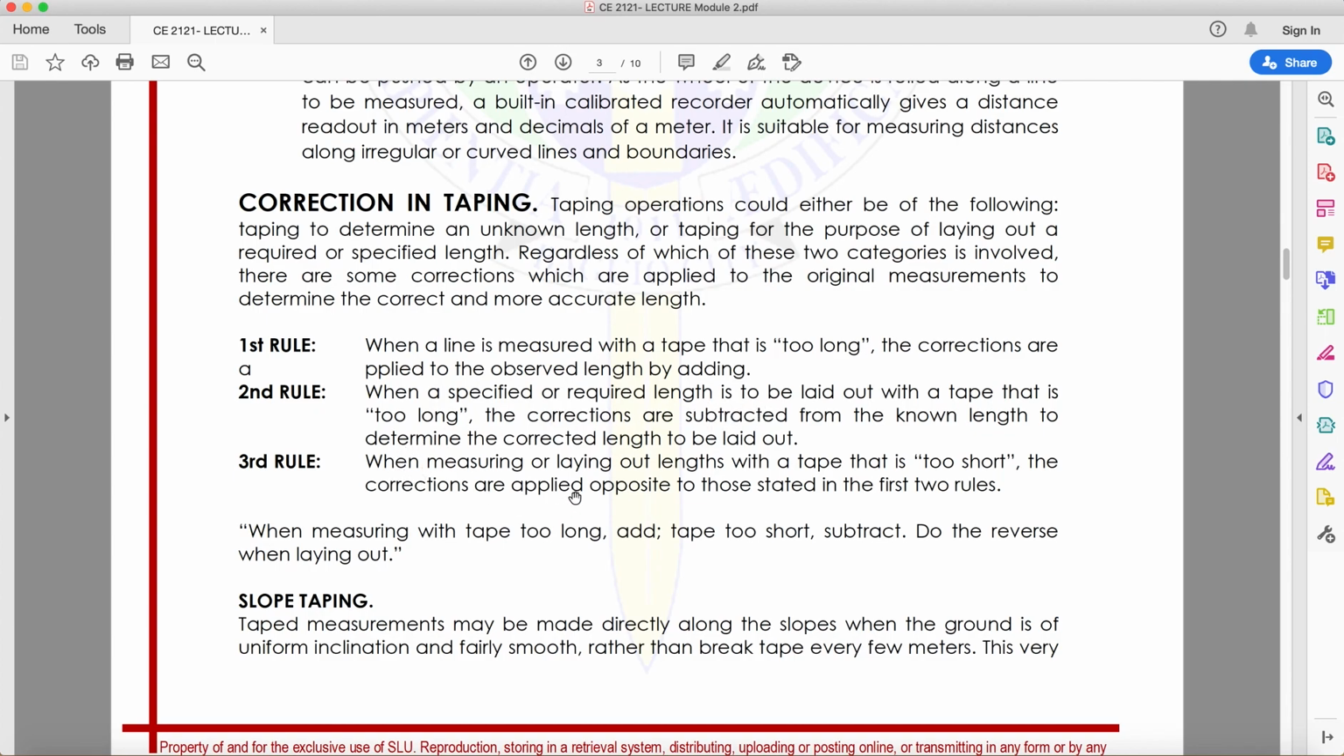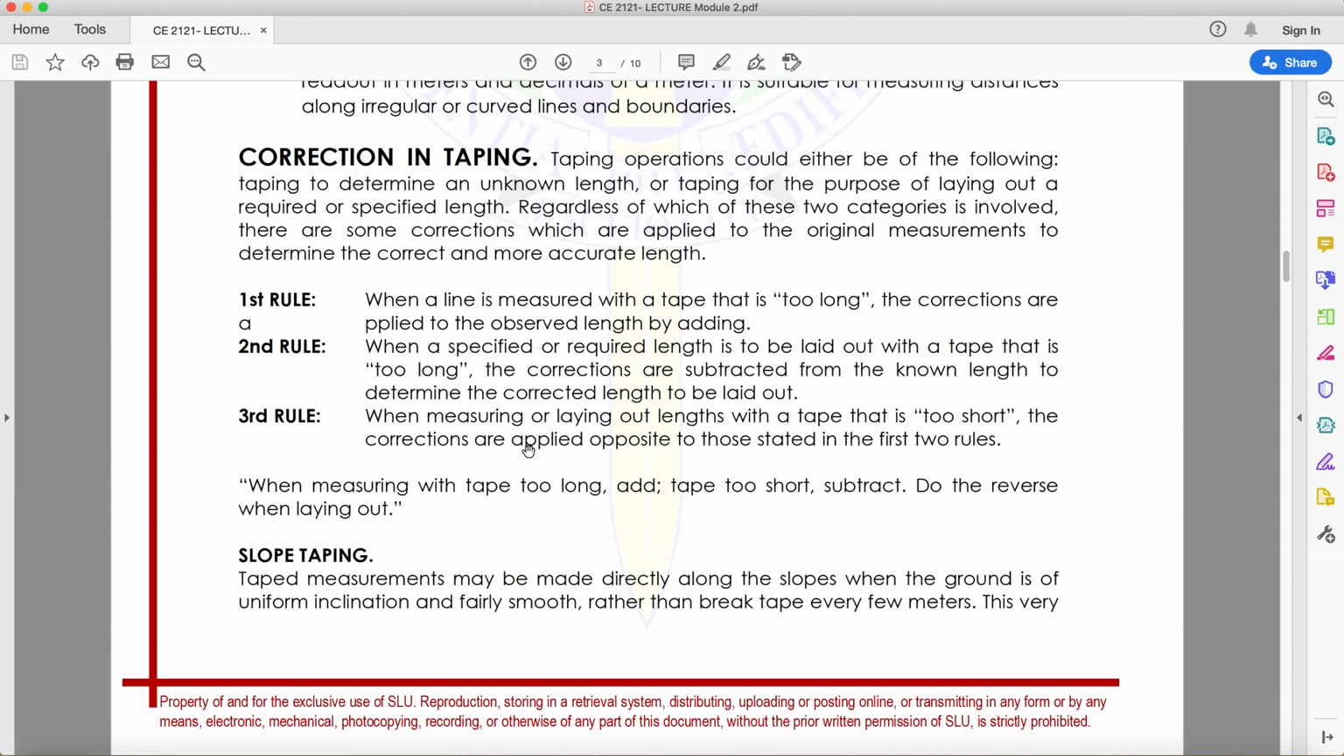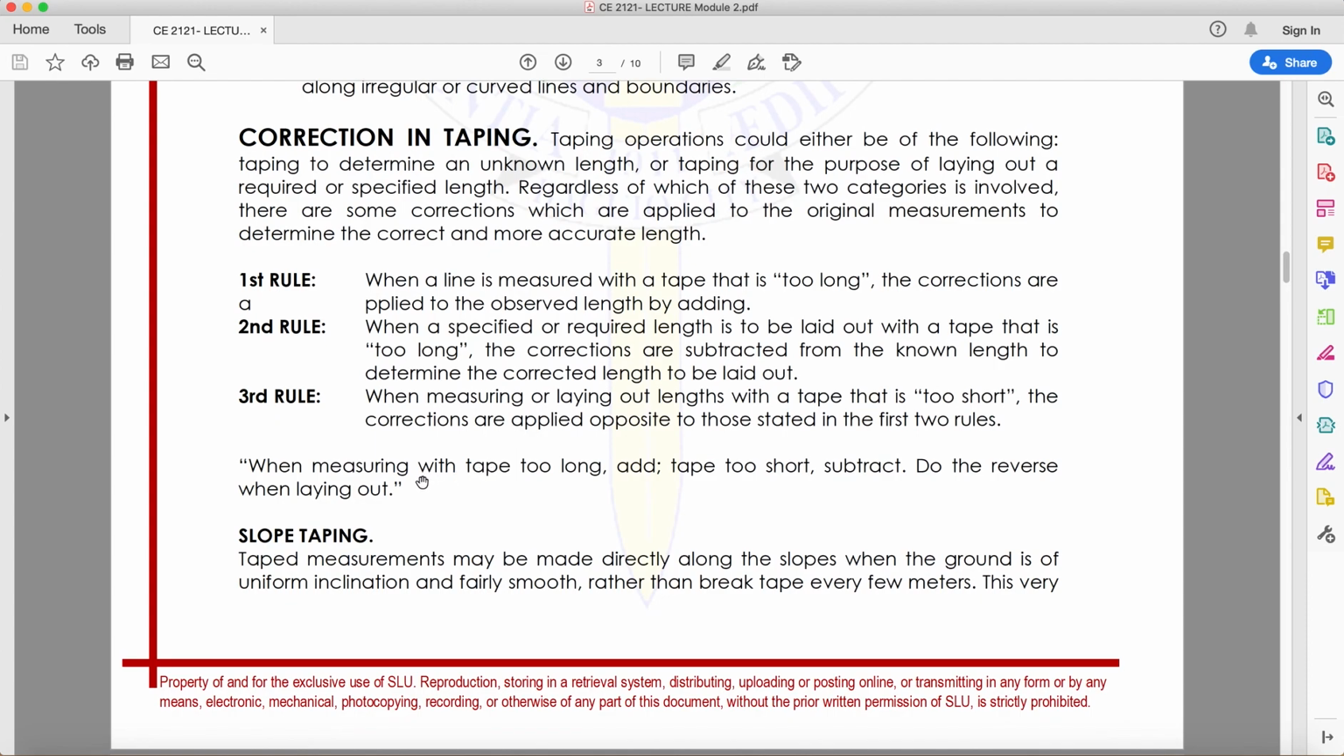Laid out, too long, subtraction. And rule number 3, when measuring or laying out lengths with a tape that is too short, the corrections are applied opposite to those stated in the first two rules. Okay? So, measure, too short, minus. Laid out, too short, plus. Okay? So, that's how it is. When measuring with a tape too long, add. Tape too short, subtract. Do not reverse when laying out. So, do not interchange them.